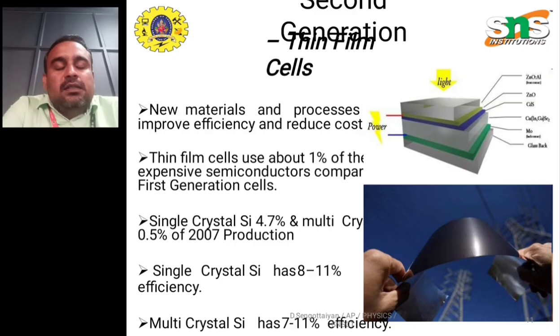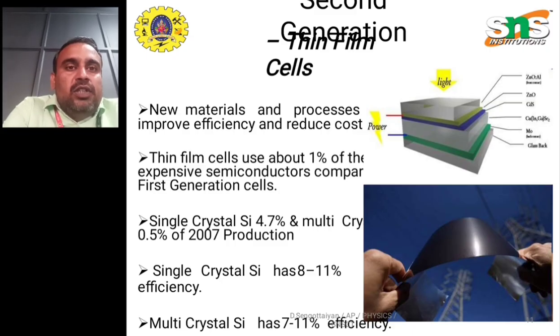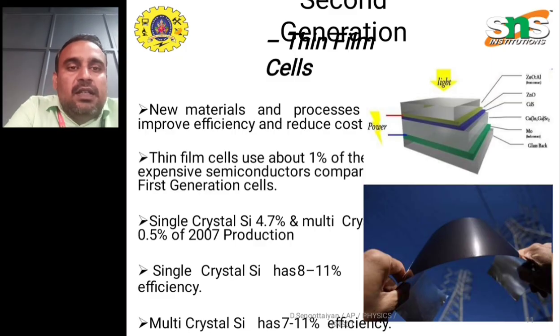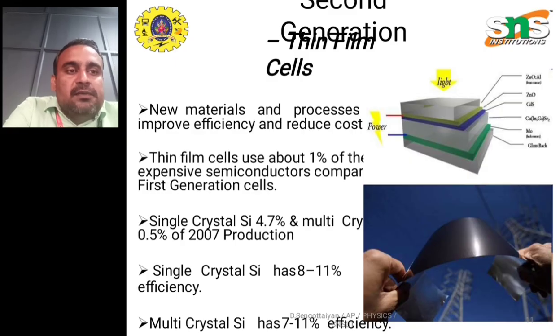The next important thing is thin film solar cells. New materials and processes improve efficiency and reduce cost. Thin film cells use about 1% of the expensive semiconductors compared with first generation solar cells. Single crystal silicon was 4.7% and multi-crystalline silicon 0.5% of 2007 production.